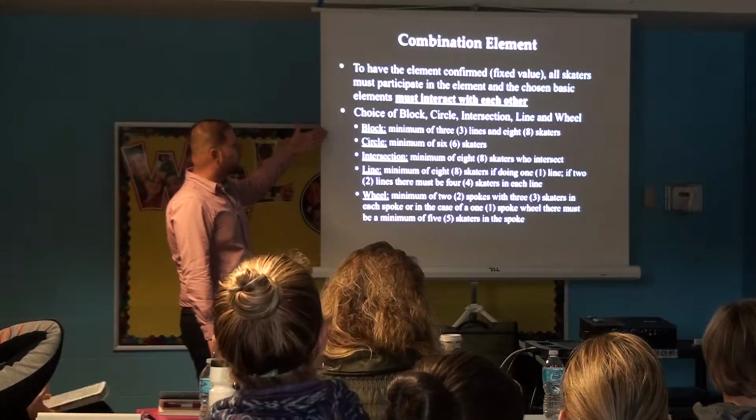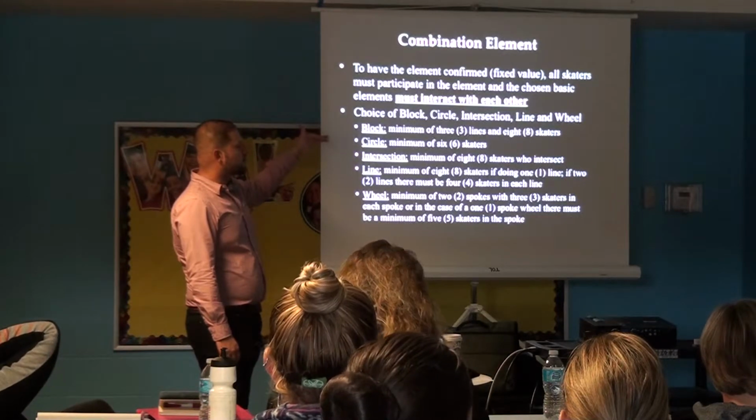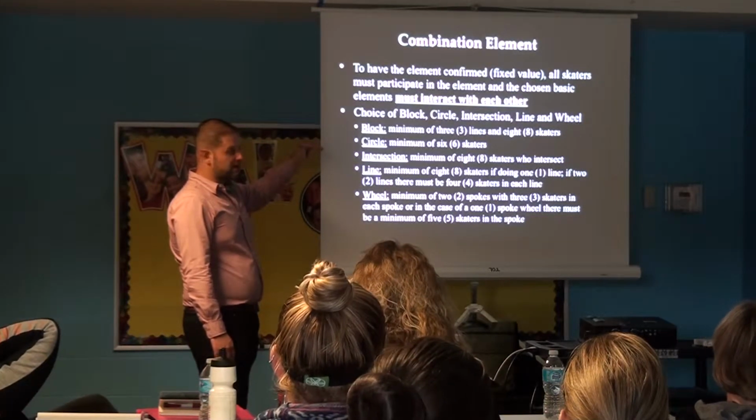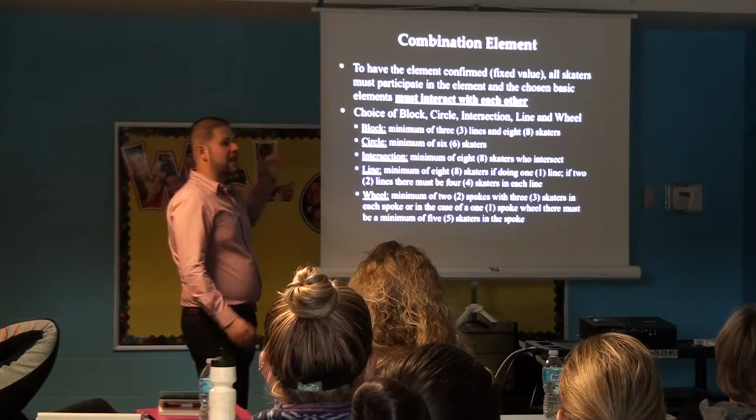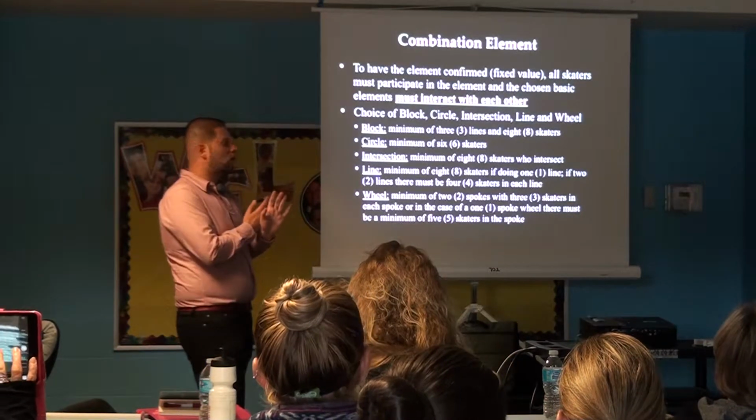If you're choosing a block, it's got to be 3 lines and 8 skaters in total. Circle's got to have a minimum of 6. Intersection has a minimum of 8 people who intersect. Not 8 in a line, but 8 in total involved.